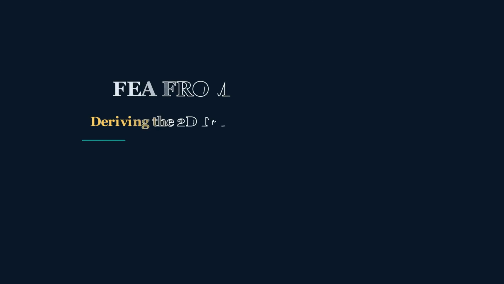Welcome to FEA From Scratch. In Tutorial 3, we used the two-dimensional truss stiffness matrix to analyze a structure. But we treated one important equation as a formula. Where did that matrix actually come from? In this tutorial we will derive it from first principles.